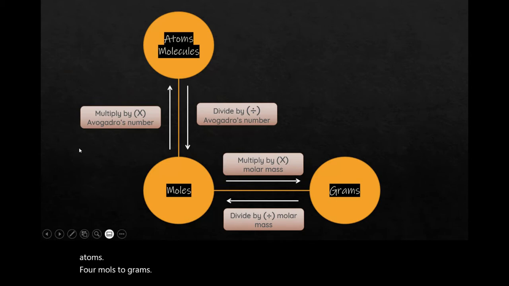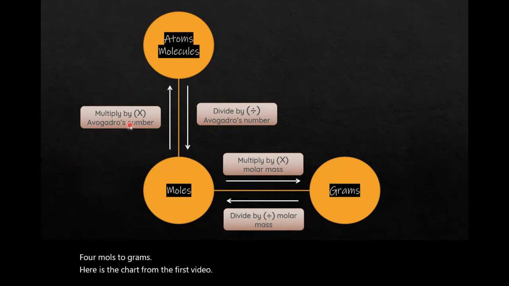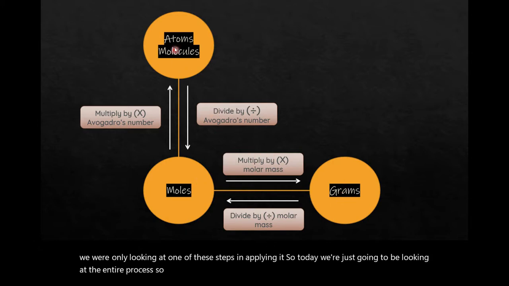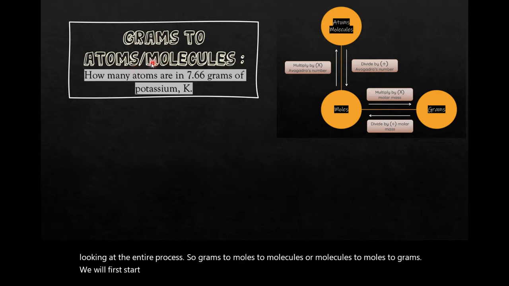Here is the chart from the first video. So it tells us what happens as we move from atoms to moles and from moles to grams and vice versa. Before, we were only looking at one of these steps and applying it. So today, we're just going to be looking at the entire process. So grams to moles to molecules, or molecules to moles to grams. We will first start with grams to either atoms or molecules.